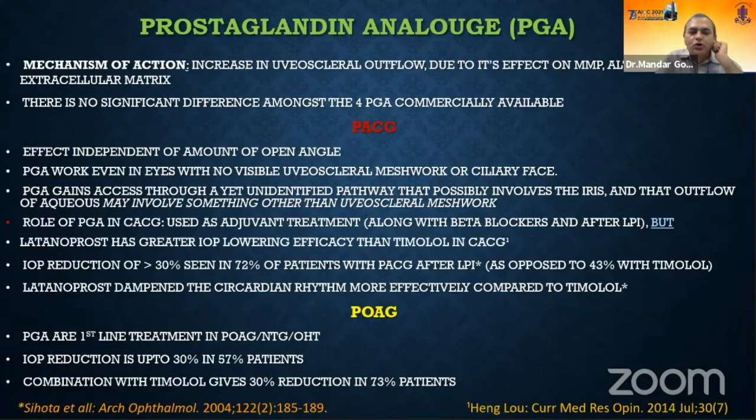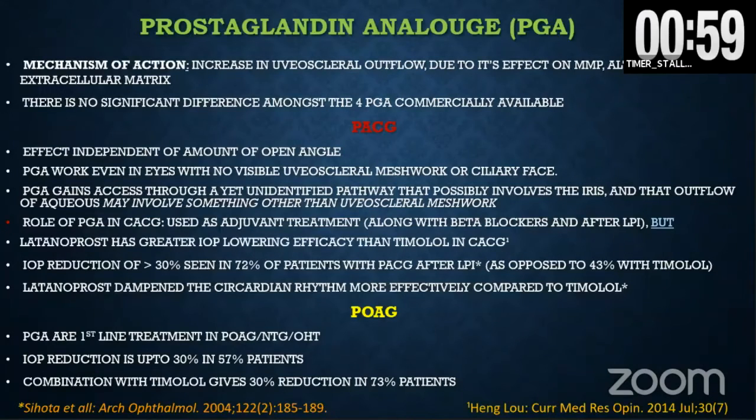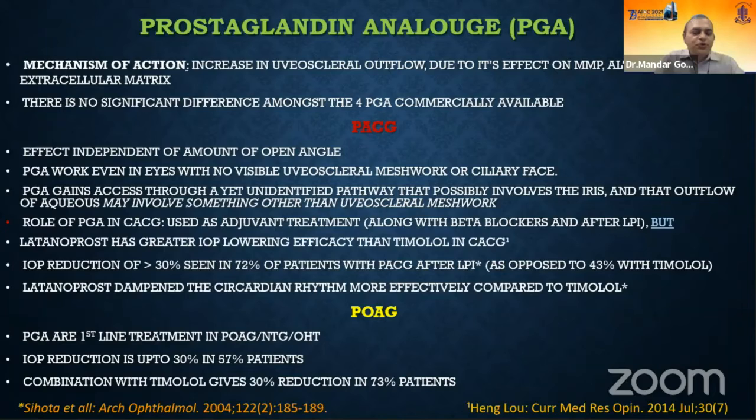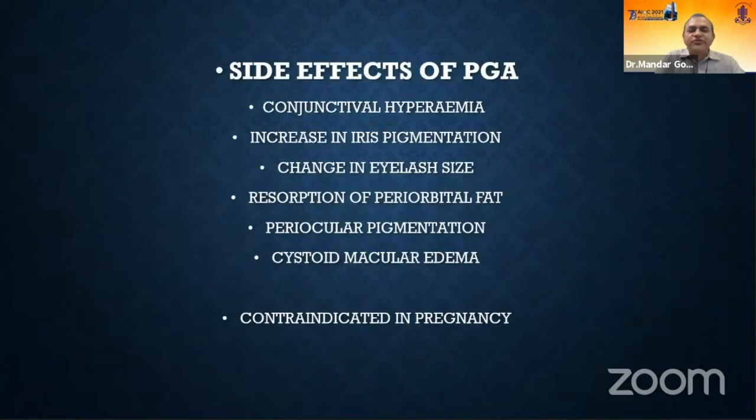The role of PGA in chronic angle closure glaucoma has been studied, and it is used as an adjunct treatment along with beta blockers after doing a LPI. Latanoprost is supposed to give greater IOP lowering efficacy than timolol in certain studies in the chronic variety of angle closure. The IOP reduction reported is up to 30%, seen in 72% of the patients with PACG after LPI. In POAG, it is a first-line treatment, and the IOP reduction is 30% in the majority of patients, and the combination with timolol gives even better control. Side effects are these. I won't go into the details of this.